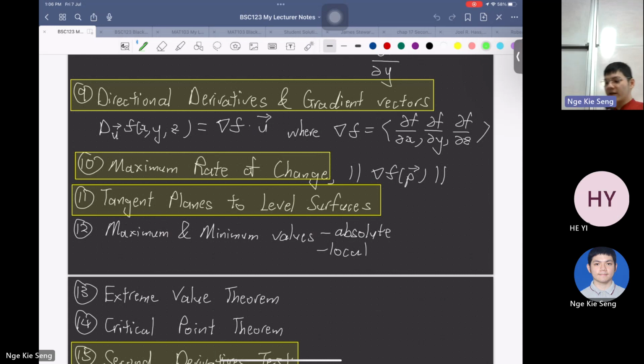So what is the maximum rate of change? Why is the gradient important? First, it helps you compute the directional derivative. Second, the direction of the gradient gives you the maximum rate of change, and the magnitude gives you the maximum slope. In the direction of the gradient, you get the maximum rate of change, and to get its value, you take the magnitude, the length.